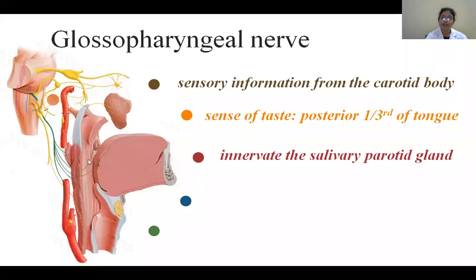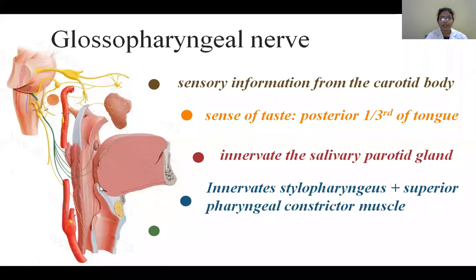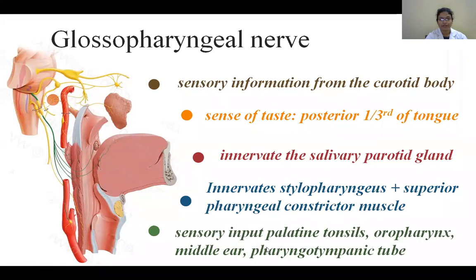Then it also innervates the parotid salivary gland. So it is associated with secretion of salivary glands. It also innervates the stylopharyngeus muscle and superior pharyngeal constrictor muscle over here. And it also receives sensory inputs from palatine tonsils, oropharynx, middle ear, and pharyngotympanic tube, which is also known as the eustachian tube. So once you remember all these functions, accordingly we decide which tests have to be performed for the glossopharyngeal nerve.